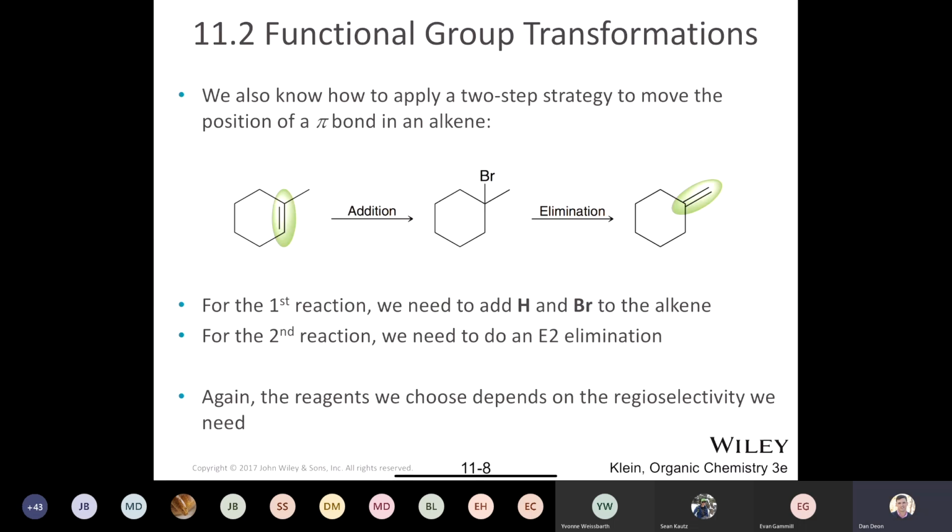The next one's just showing the movement of a pi bond, changing its position. So here we start with 1-methylcyclohexene, the molecule on the far left. Then we do a Markovnikov addition. For that, we would just use HBr. And then if I want to eliminate this proton, I'm going to use a big bulky base. I'm going to use potassium t-butoxide.